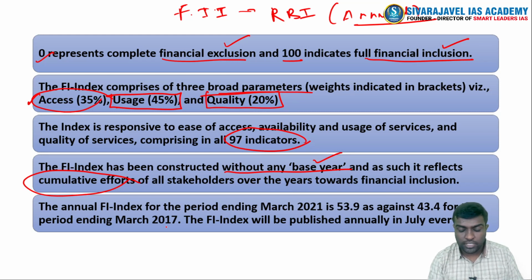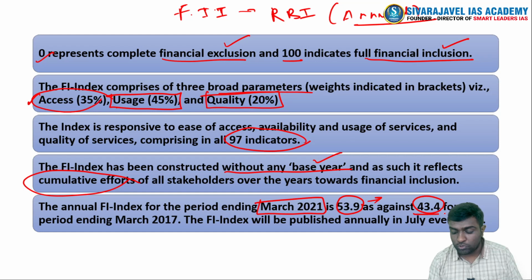The annual financial inclusion index, of course, for the last year was 53.9 as against 43.4. So we can come to the assumption that India has achieved up to nearly 53% of financial inclusion. So there is a lot of miles to cover as well.